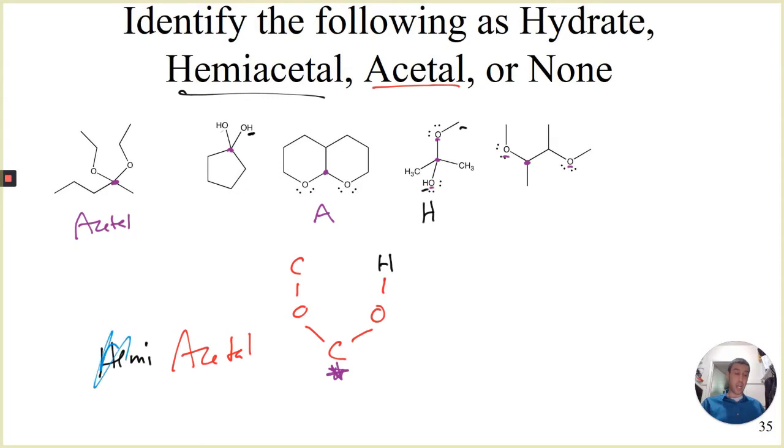We could then move through to hydrate. The hydrate is not an acetal, but it has similar characteristics. We're now looking at that same central carbon, but now the oxygens have two hydrogens, so this would be a hydrate. And then the last one still doesn't fit that category, so the last one comes in as none of the above.